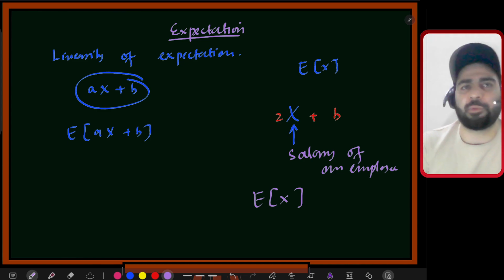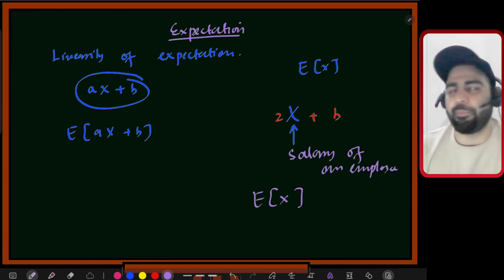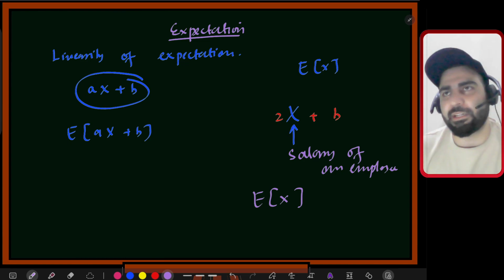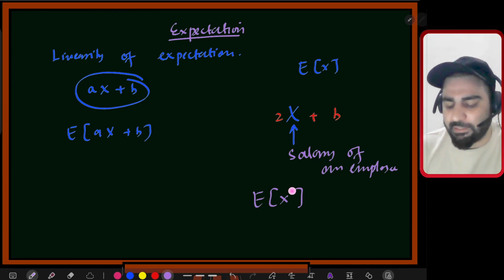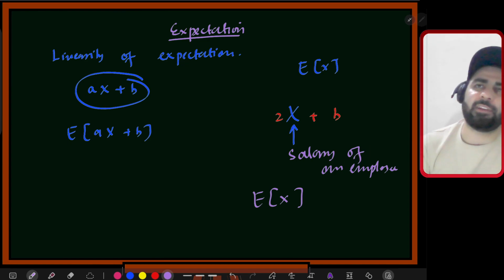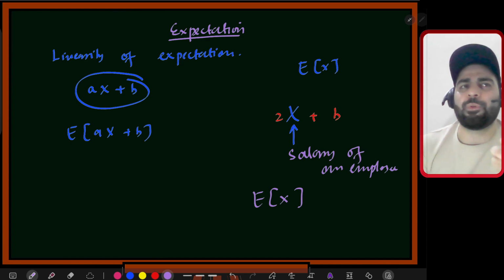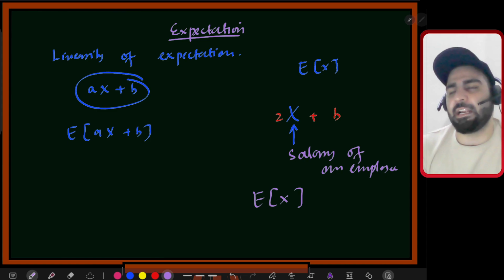Similarly, if you are from a smaller company, say company Y, company A, company B, there probably the expectation value will be quite less. It will be some 4 LPA, 5 LPA, something like that. So if you have this X, which is the salary of a given employee in a company, the expectation tells you the average salary that people get.